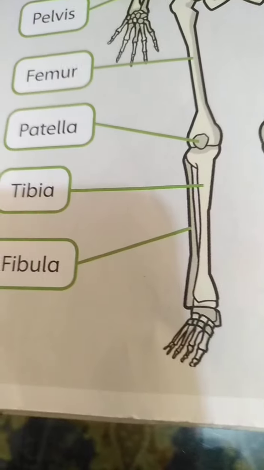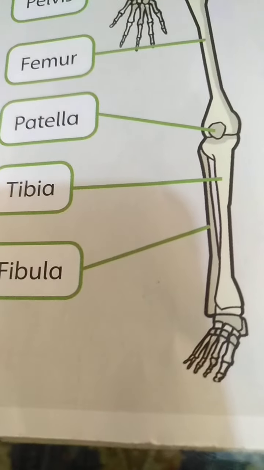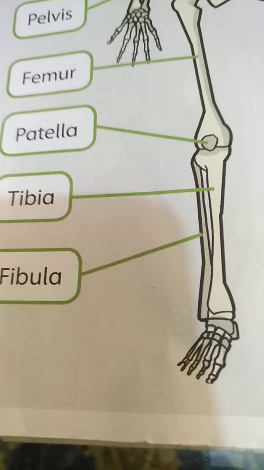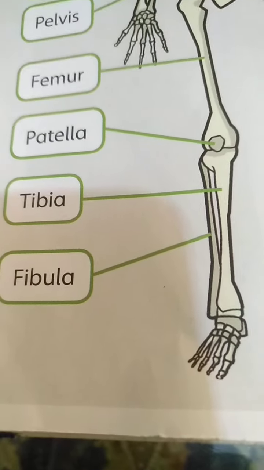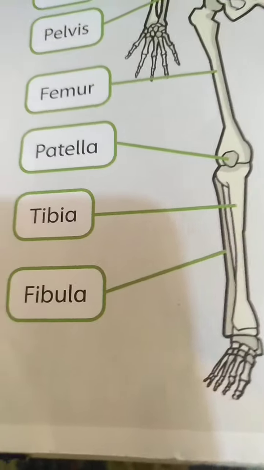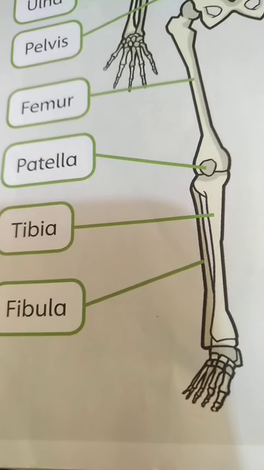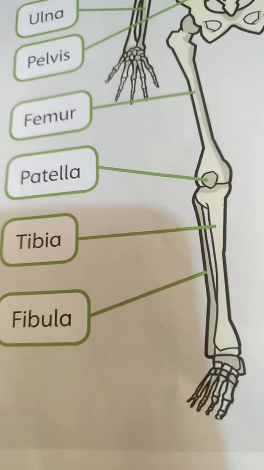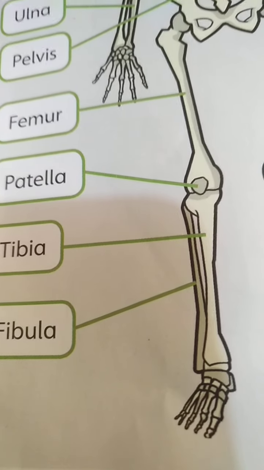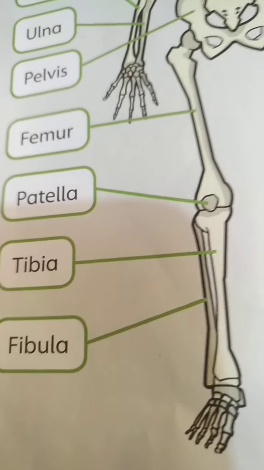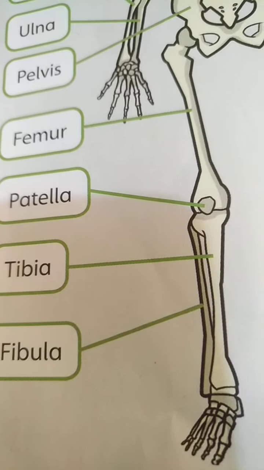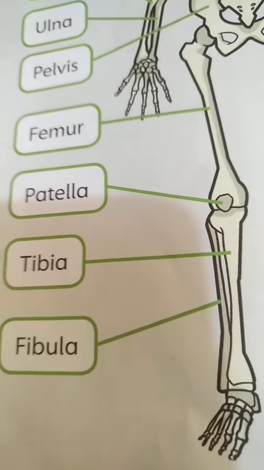Now come down toward the lower leg. In the lower leg, again, two bones are present. What we call them? In the lower leg, two bones are present. The outer bone, we call it fibula. What we call it? Fibula. The inner side bone, we call it tibia. What we call it? Tibia.